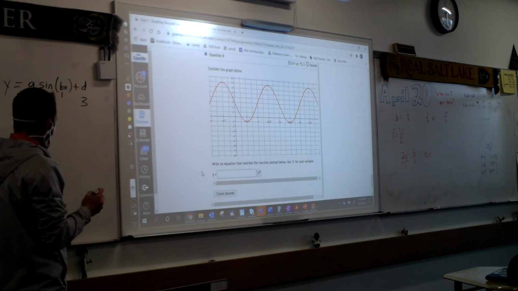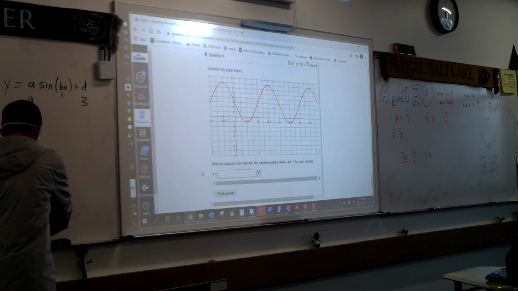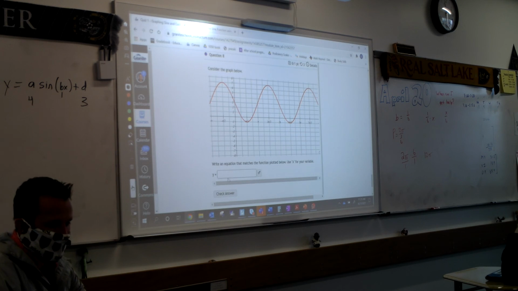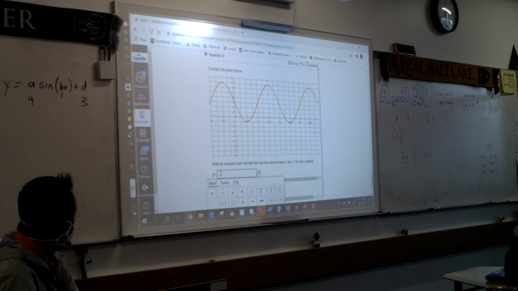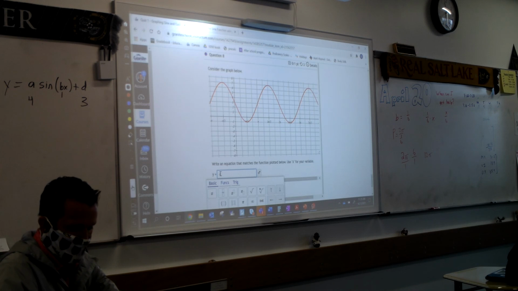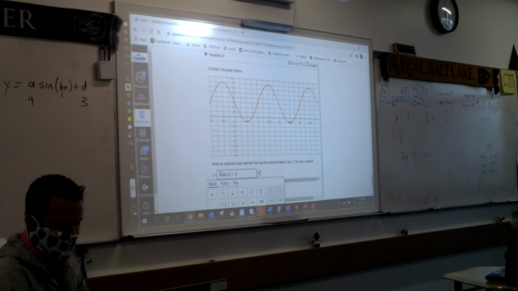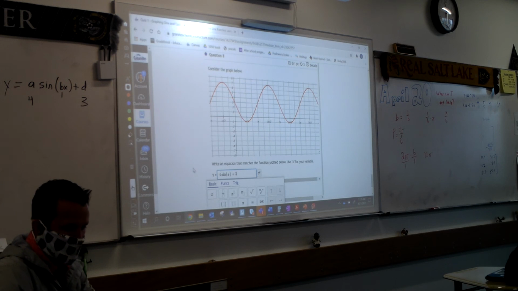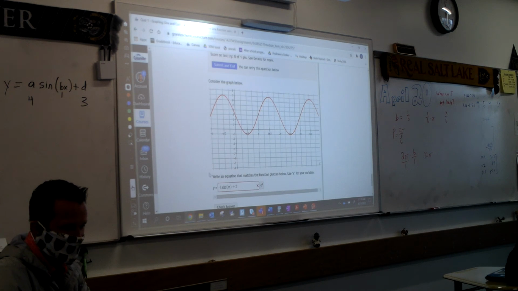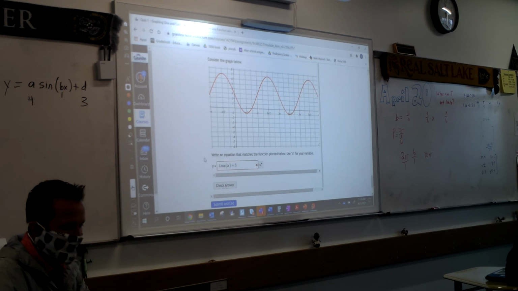Now, here's the thing. I'm going to do this. I'm going to put this in. Y is equal, notice it's got a y equal, so I don't need to put anything else. I'm going to put in 4 sine of x 1, plus 3. You don't have to put the 1. But guess what? That's wrong. I'm going to check my answer. It's going to say nope. Why is that wrong? What's missing?